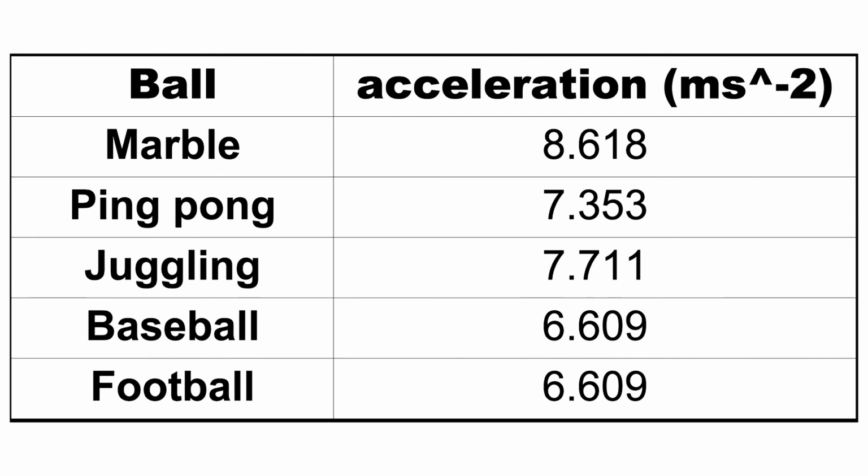As we can see, the larger the ball, the slower the acceleration. However, our juggling ball does not follow this trend. This could be for a couple of reasons. One of which could be that the ball was not dropped at the same height as all the others. A way we could make this experiment more accurate was making the distance longer, so the balls would have more time to experience air resistance.